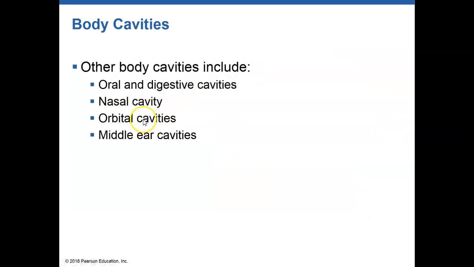We have other body cavities that we don't typically focus on, especially in chapter 1. But some of these are your oral cavity, your nasal cavity, your orbital, so your eye cavities, and your ear cavities.